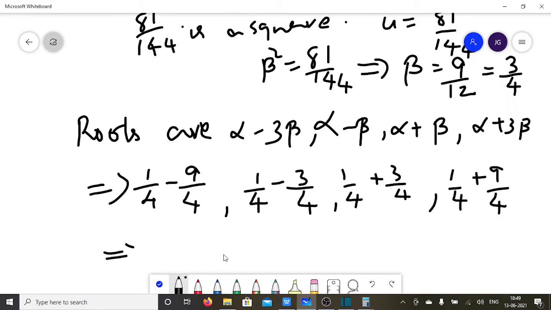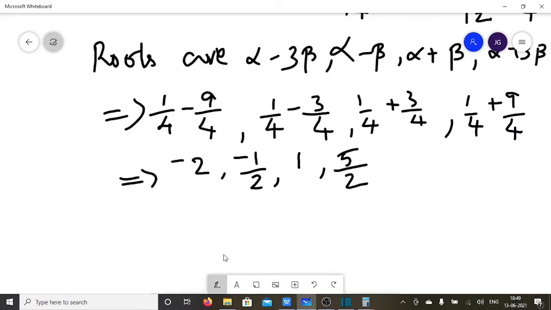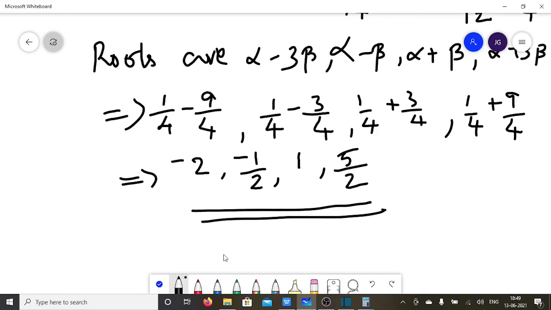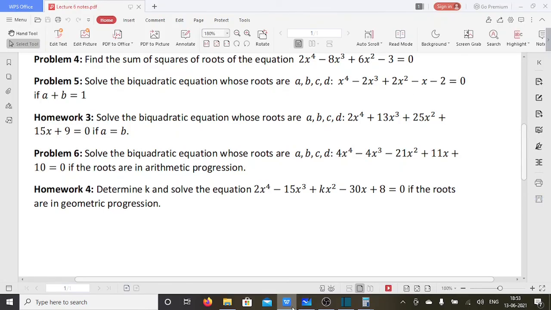Which implies 1 by 4 minus 9 by 4 is minus 8 by 4. So this is minus 2. 1 by 4 minus 3 by 4 is minus 2 by 4. This is minus 1 by 2. And 1 by 4 plus 3 by 4 is 4 by 4, which is 1. And 1 by 4 plus 9 by 4 is 10 by 4, which is 5 by 2. So these are the roots.